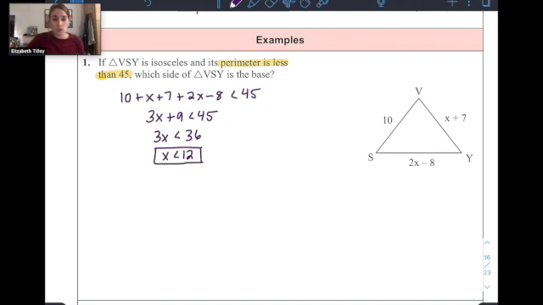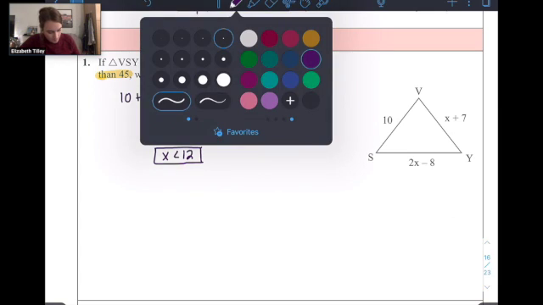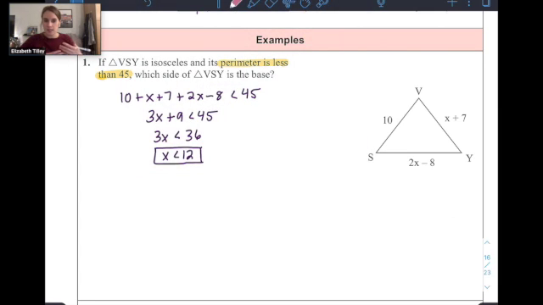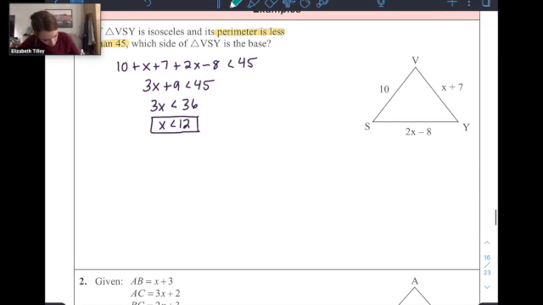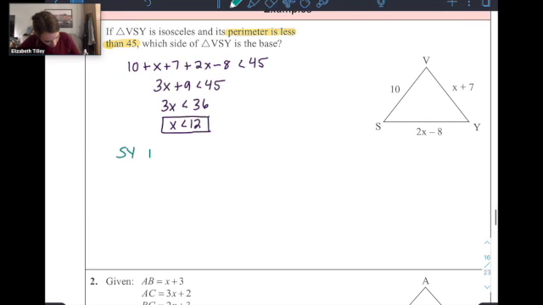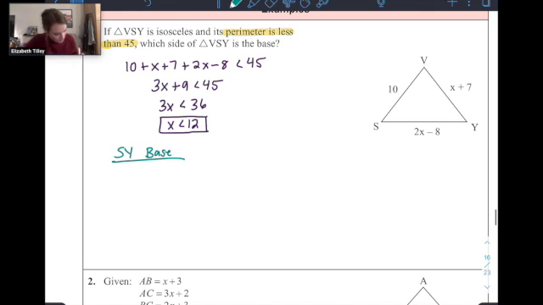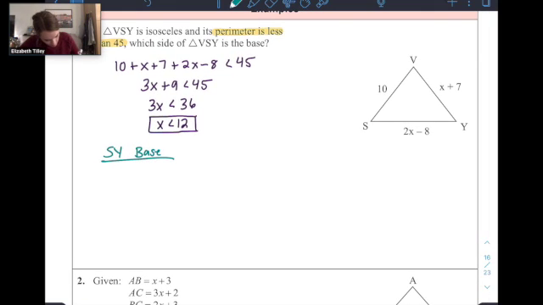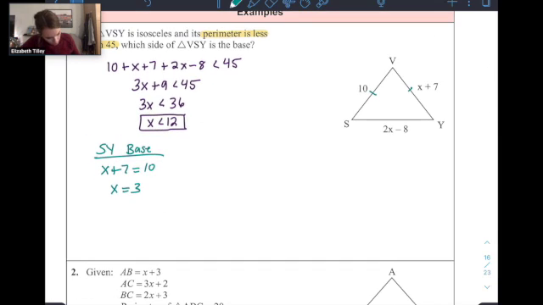Well, now we're going to do some testing. We're going to test the different sides as bases to see what happens. So let's suppose that SY was the base. If SY was the base, the side on the bottom, that means that VS and VY would be congruent. So that means x plus 7 would have to be equal to 10. That means that x would equal 3.